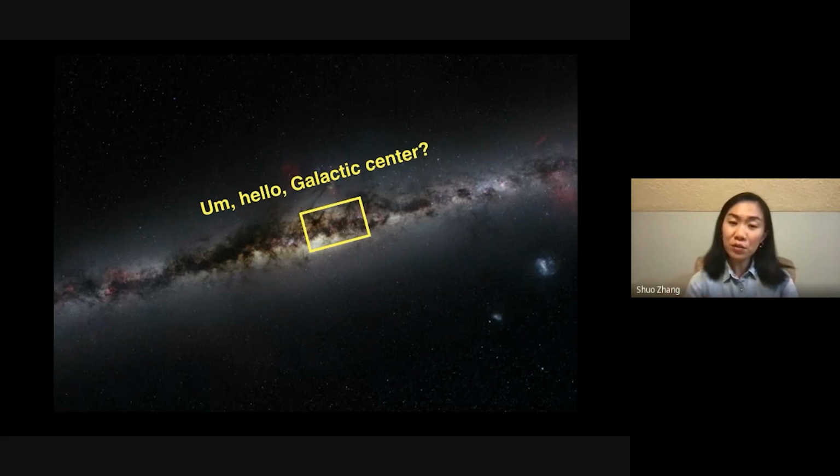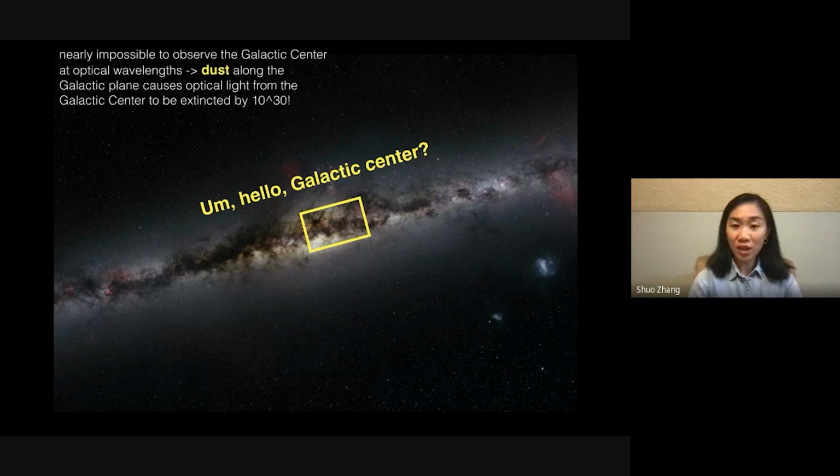It seems to be blocked by some of this blackish stuff, right? It's like hiding the center of the galaxy from us in optical light. So what is this stuff that is blocking our view of the galactic center? Why can't we see it with our own eyes? It actually turns out that this blackish, diffuse stuff is dust.